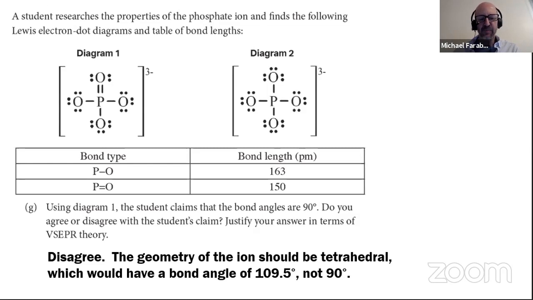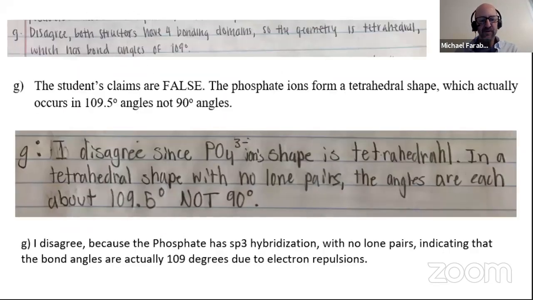It's sp3 hybridization. So we're looking at a bond angle of 109.5. And so many students agreed with this particular situation. Well, they disagree with the 90, but they understand what's going on, I should say.